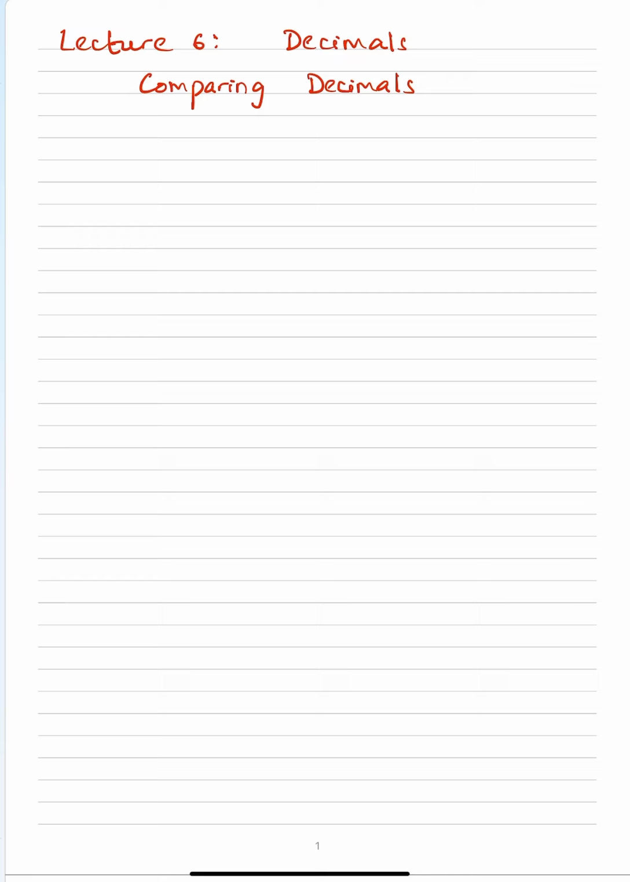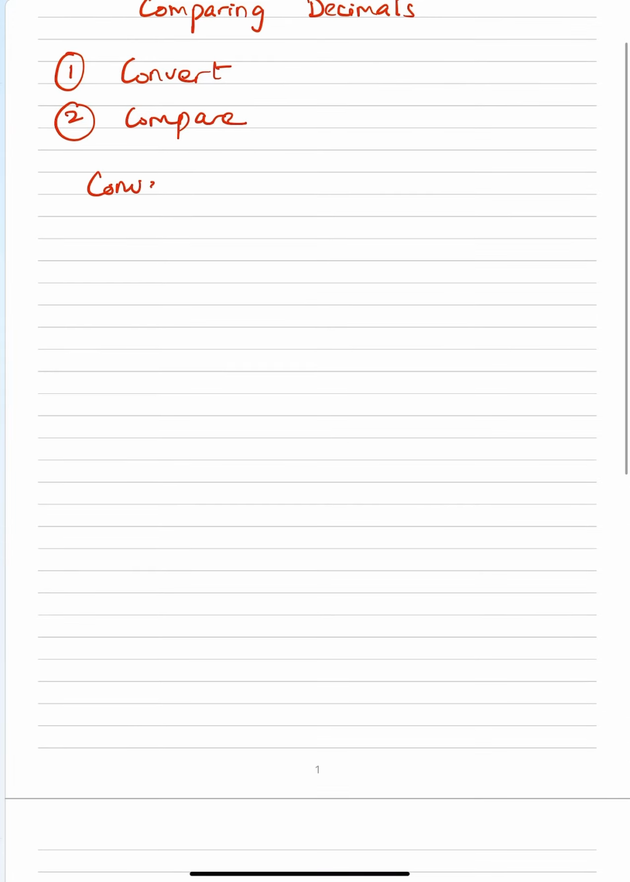Today we will be doing comparing decimals. That means we will compare two decimals when they are unlike or like. But first of all, we will understand how to compare decimals. There are 2 points. One is we have to convert and then we have to compare. See what you have to convert and what you have to compare when two decimal numbers are given to us.